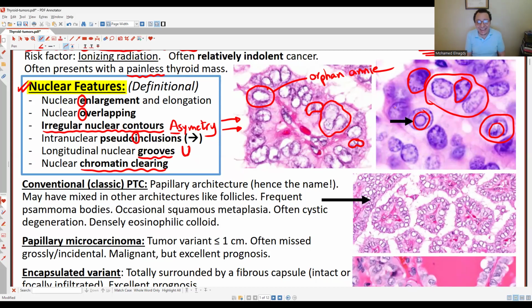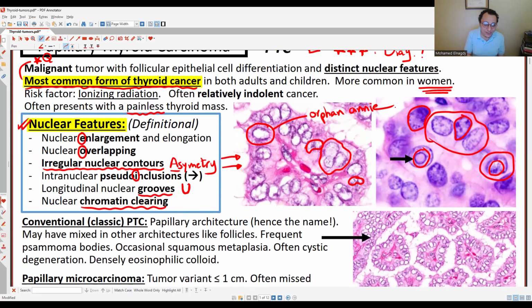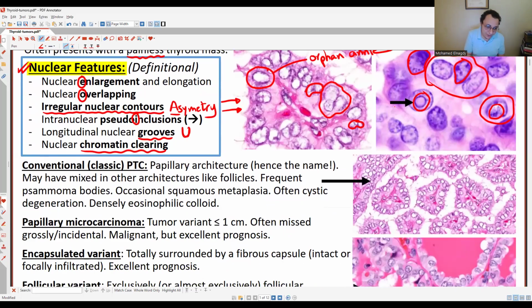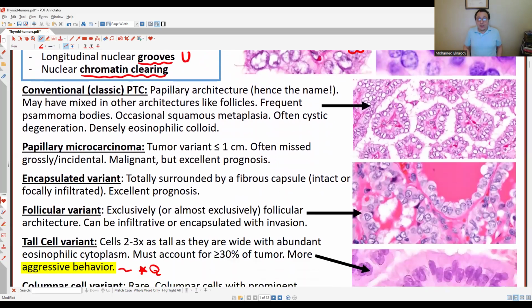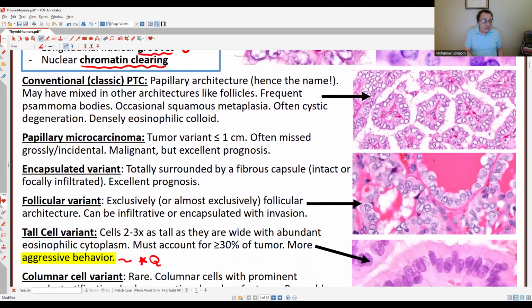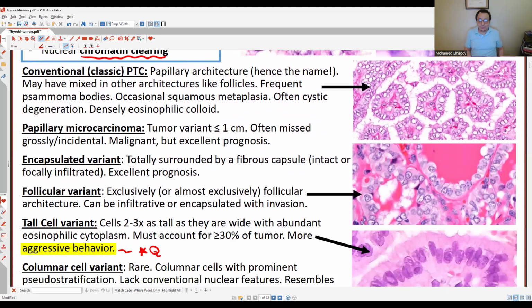Honestly, it's the EAIOU. Those are the nuclear features of papillary thyroid cancer. However, you might be shocked about how many entities exist under the PTC.